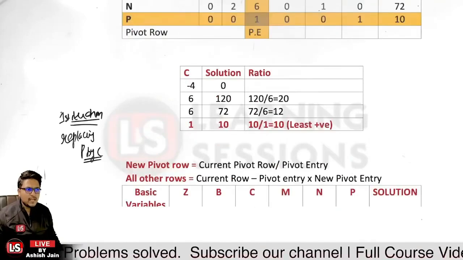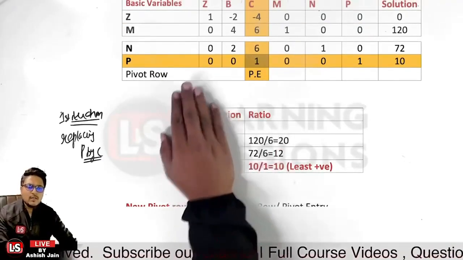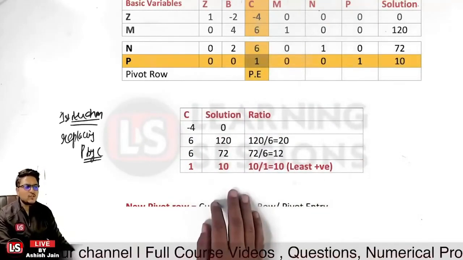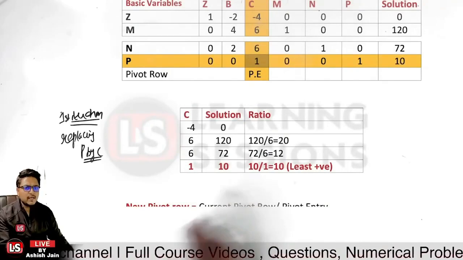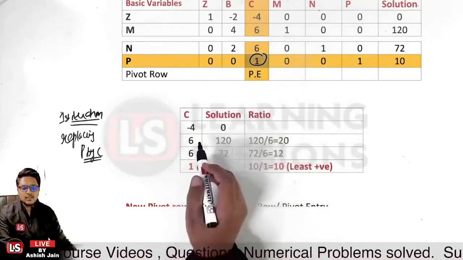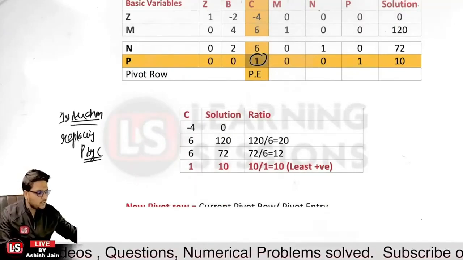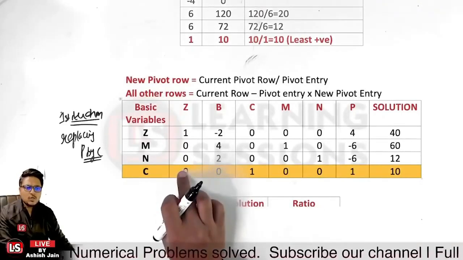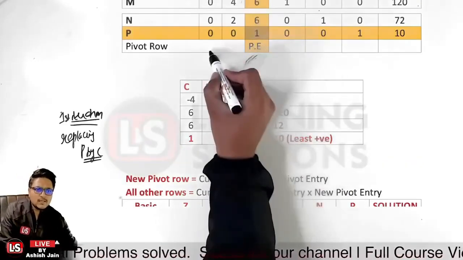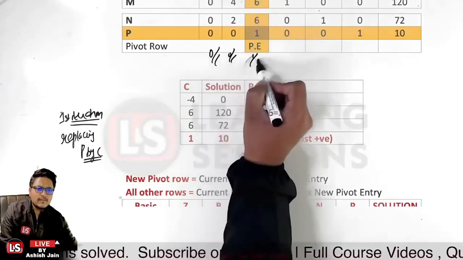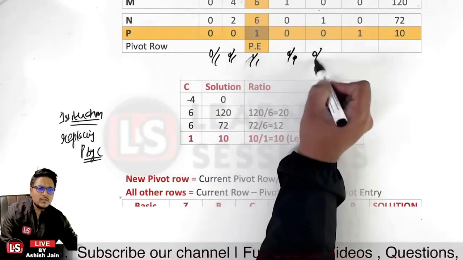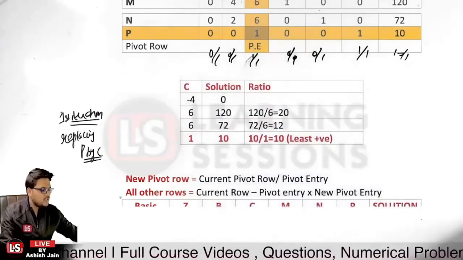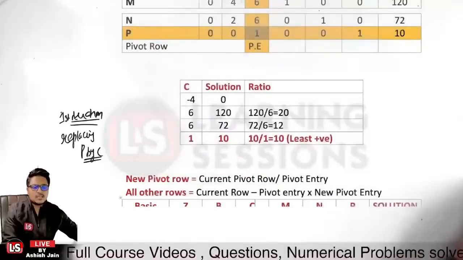So what is the pivot row? The pivot row is 0, 0, 1, 0, 0, 1, 10 over here. And what was the pivot entry? The pivot entry is 1 over here. So the new entries in the pivot row, that is the new table we have drawn beneath, will be 0 divided by 1, 0 divided by 1, 1 divided by 1, 0 divided by 1, 0 divided by 1, 1 divided by 1 and 10 divided by 1. Because it is 1, it will remain unchanged. Is that clear?